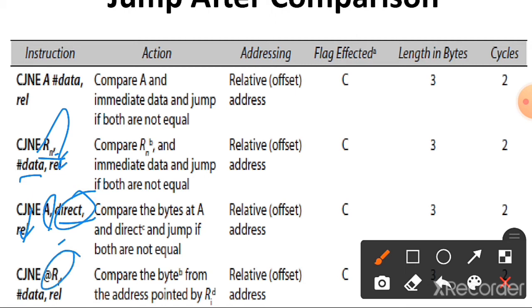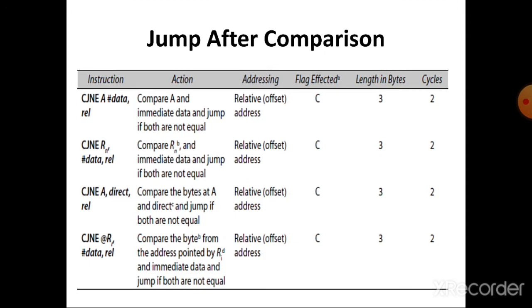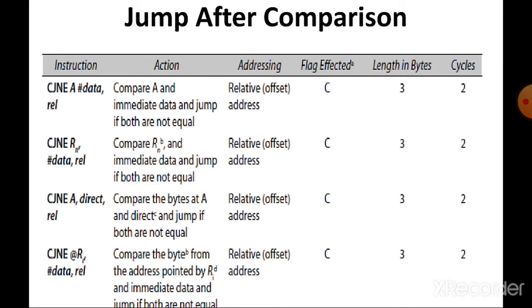So the byte from the address pointed to by Ri is compared with this hash data. If both are not equal, then jump to the location specified in the REL. So these are the jump-after-comparison instructions.